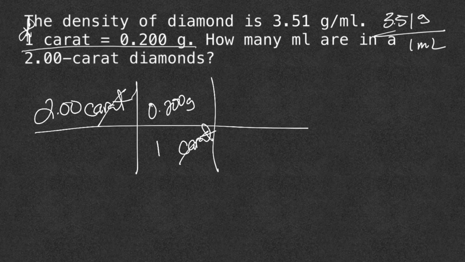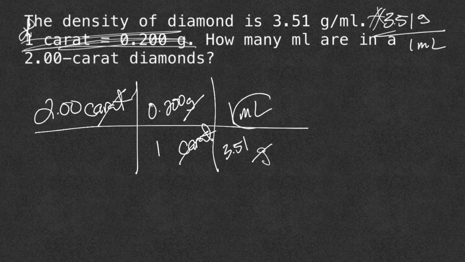Carats cancel out. I'm looking for milliliters. We're left with grams. That tells me to keep going. Before I keep going, I'm going to bring my unit down to keep everything diagonal. I have used this conversion factor, and so I must be just needing this one. 3.51 grams per 1 milliliter. Grams cancels out. Milliliters on top. Yay, I was looking for milliliters. I'm done. Put this in the calculator.